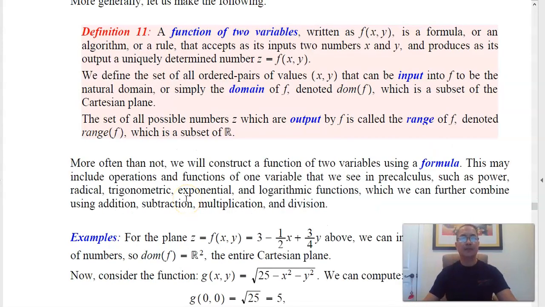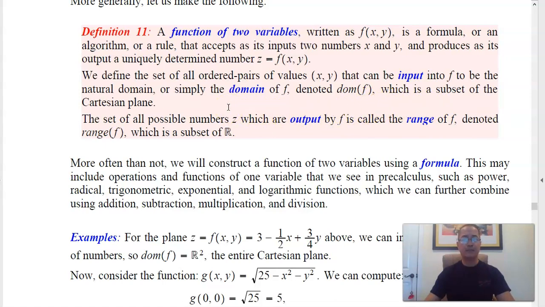All right, so let's formulate this concept. A function of two variables, written as f of x, y, is a formula or an algorithm or a rule that accepts as its inputs two numbers x and y and produces as its output a uniquely determined number z, which is f of x, y. We define the set of all ordered pairs of values x, y that can be input into f to be the natural domain, or simply the domain of f. We write it as dom of f, the domain of f, which is a subset of the Cartesian plane.